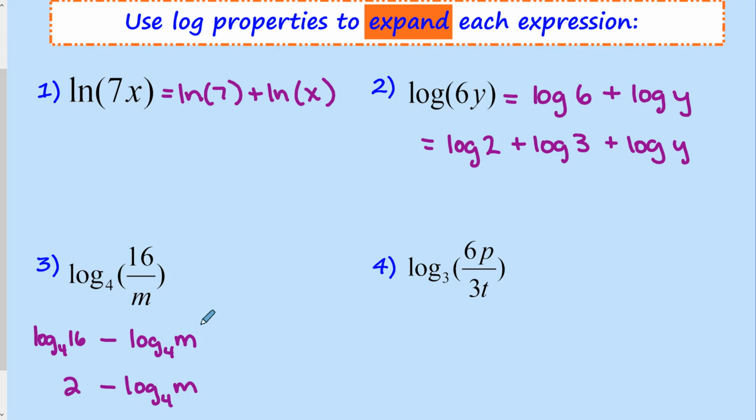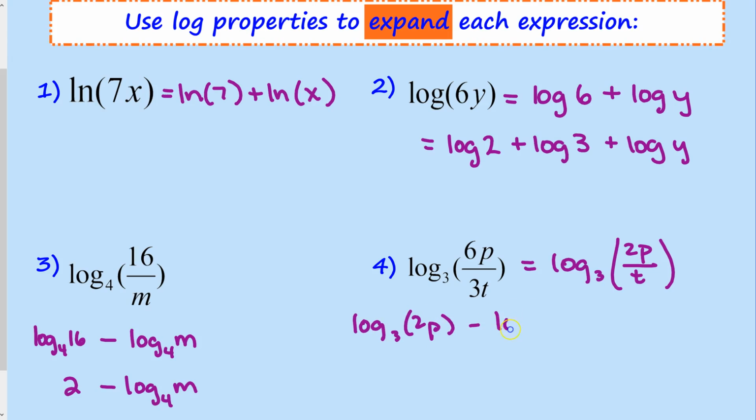And then number 4. It's also the log of a quotient. So let's break down the quotient. Actually, you know what? I'm going to back up a minute, because I'm going to take that quotient and I'm going to reduce it first. 6 over 3 reduces. So we have actually log base 3 of 2p over t. Now I'm going to break it down using the quotient property. So we have log base 3 of the numerator, 2p, minus log base 3 of the denominator, t.